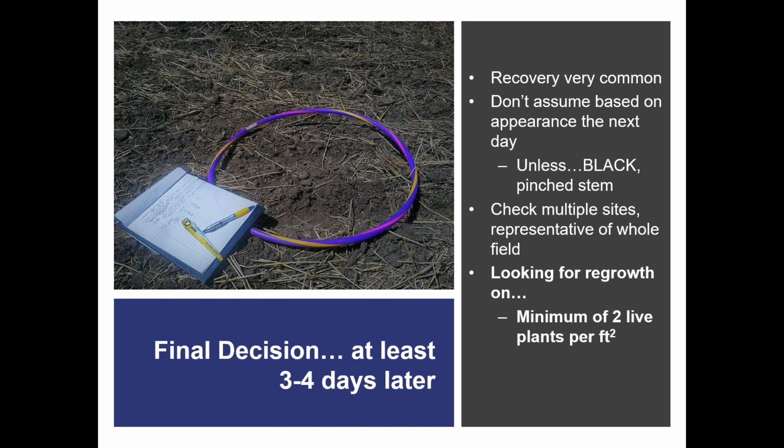So we want to check multiple sites that are representative of the whole field. And really what we're looking for after these days have gone by is regrowth on a minimum of 2 live plants per square foot. That's what the Canola Council recommends, particularly at this point on the calendar.